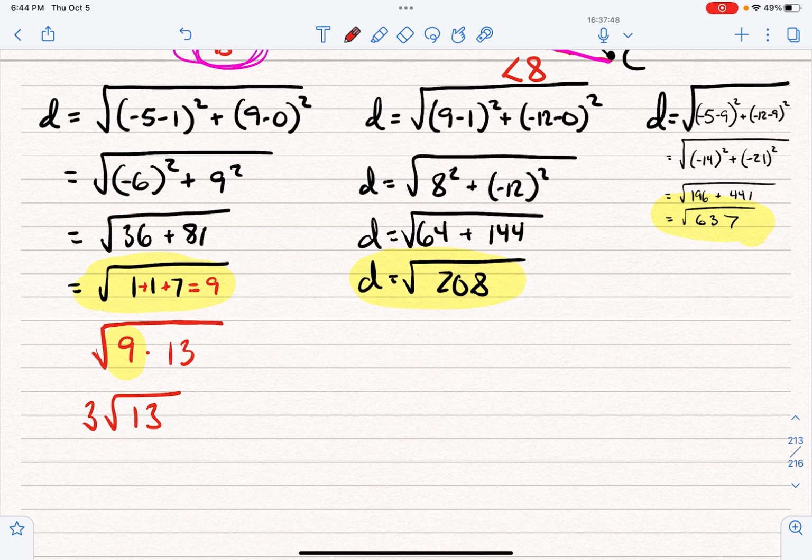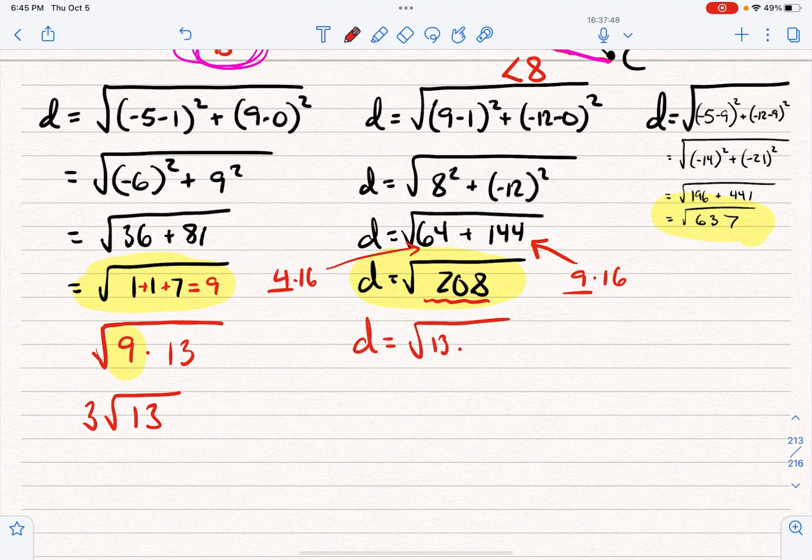And the only reason I know that is because I know that 64 is 4 times 16, and I know that 144 is 9 times 16. So here's 4 16s, and here's 9 16s. So therefore, 208 must be 13 16s. So the distance is equal to 13 times 16. I know the square root of 16 is 4. So therefore, this distance is actually 4 times the square root of 13.